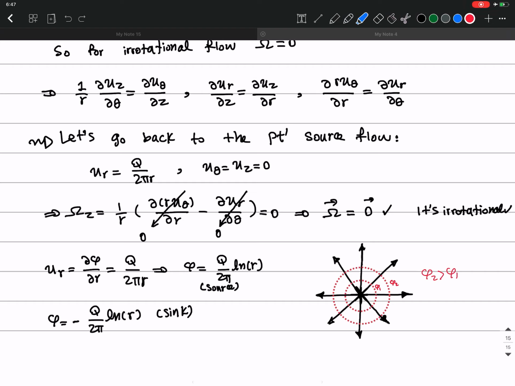and then the velocity is just going to be partial phi over partial r, and phi is going to be q over 2 pi ln r. So it's just increasing with radius logarithmically, right? So this is how it looks.